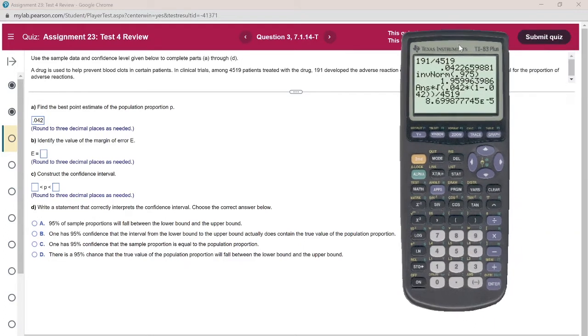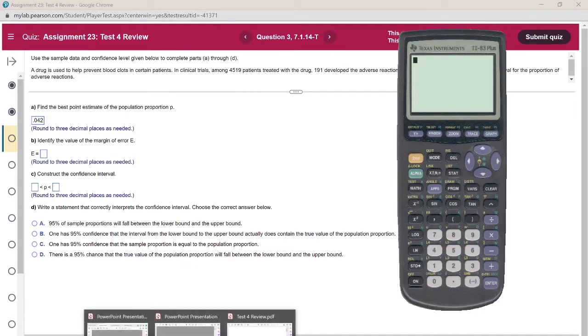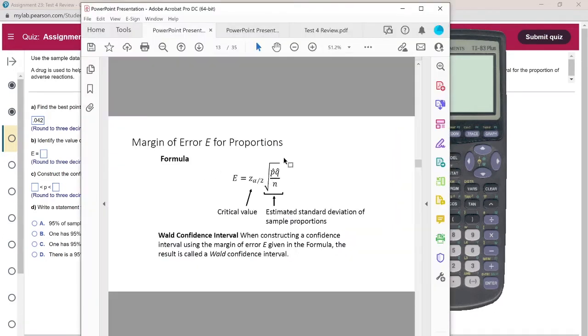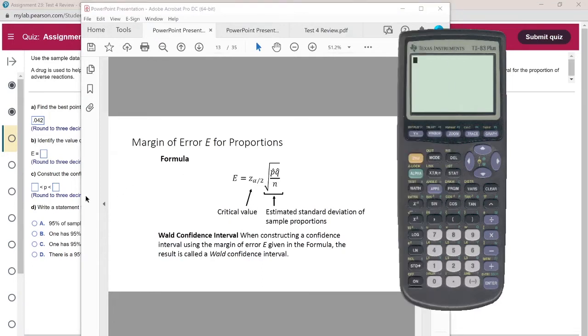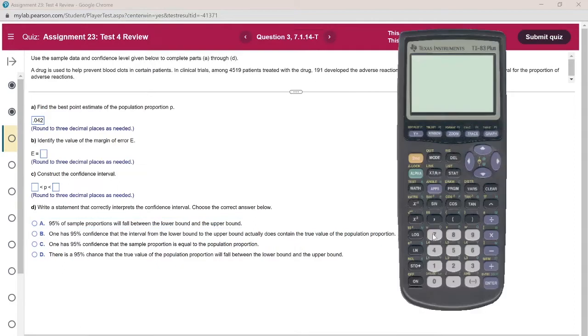It looks like I did not type it under the radical sign, so I'm going to do it one more time. Look here, the z-score is 1.9596, so I'm going to use z-score 1.96 to calculate this p hat times q hat. So p hat is 0.042.